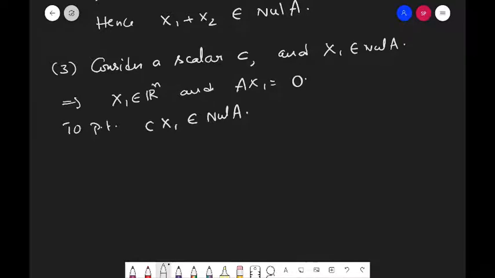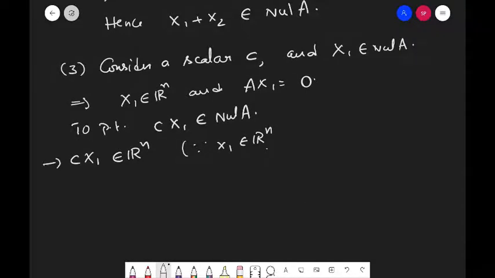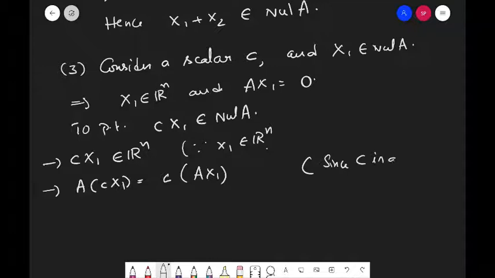So when will cx1 be in null A? You have to prove two conditions. So that is, c into x1 belongs to Rn. Why? Because x1 belongs to Rn. This is the first one. And the second one, A into cx1 is equal to, now c is a scalar, it's not a vector, I can write it as c into Ax1. What is the reason? Since c is a scalar.